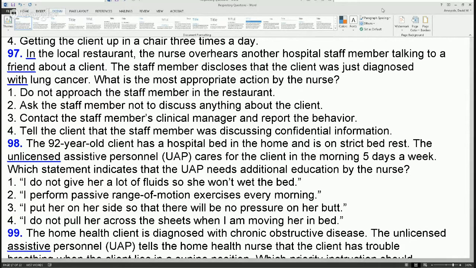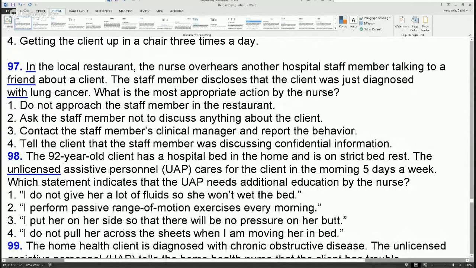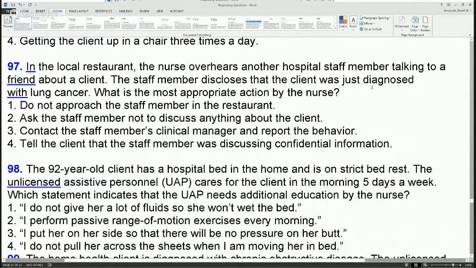Local restaurant. The nurse overhears another hospital staff member talking to a friend about a client. The staff member discloses the client was just diagnosed with lung cancer. What's the most appropriate action by the nurse? 2. Don't discuss it. Yeah.